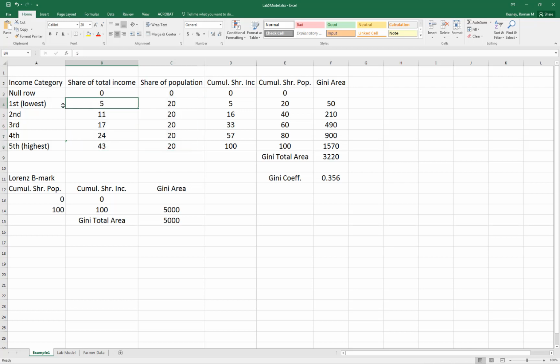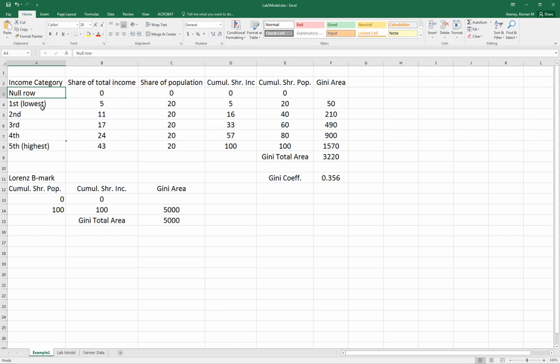But the first group has 5%. The first 20% of the population has 5% of the income. The second 20% has 11%. The third 20% 17%, and so on. And so I've got these ranked from first to fifth. And then I have a null row here, which is just a set of zeros that you'll see become useful for when I want to graph this.